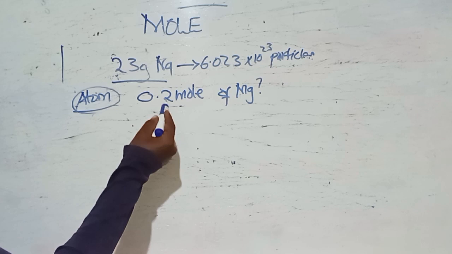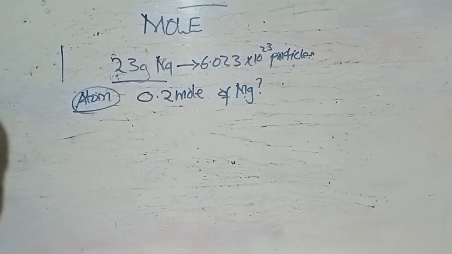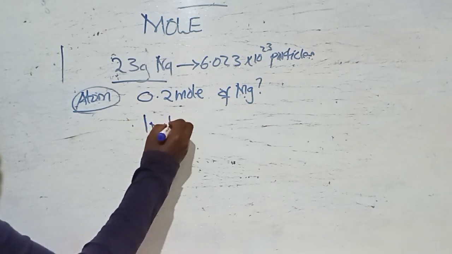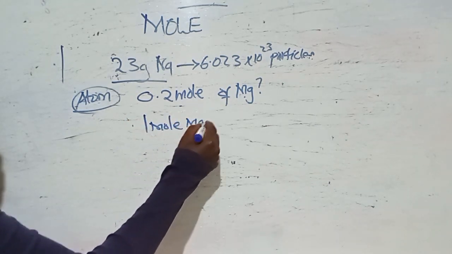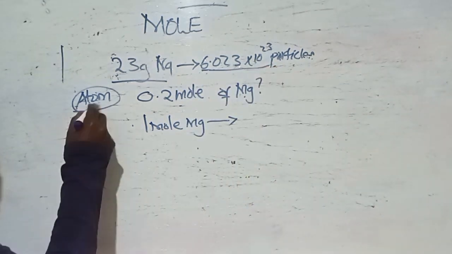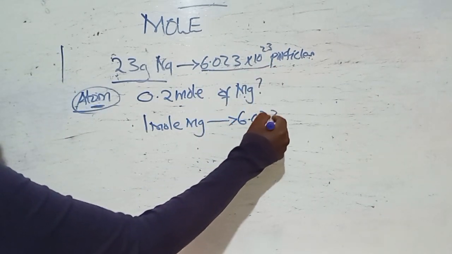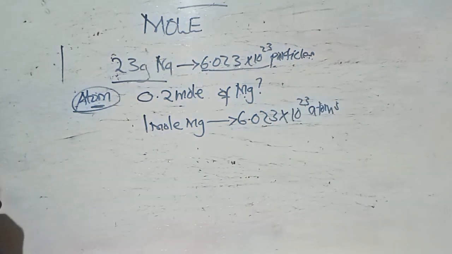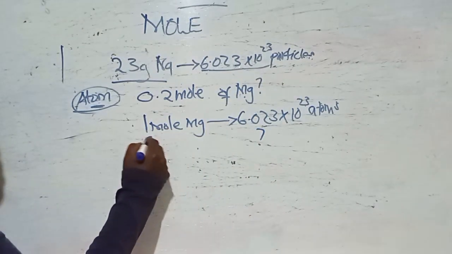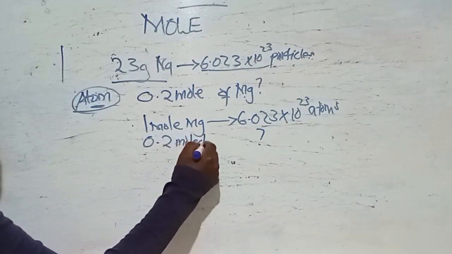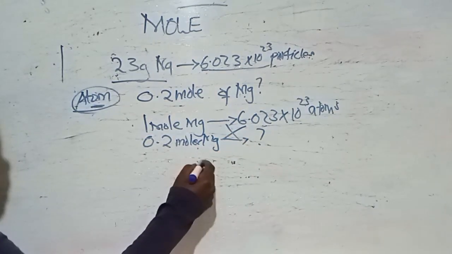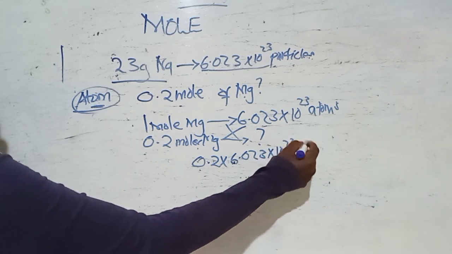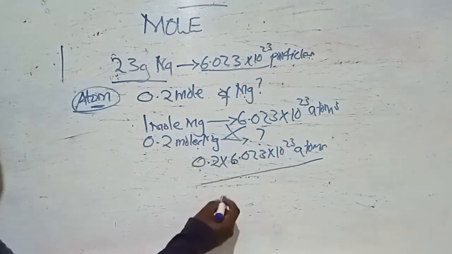How many atoms are present in 0.2 moles of magnesium? So what do you say? In 1 mole of magnesium, you have how many atoms? You have 6.023 times 10 raised to power 23 atoms. Okay, so how many atoms are going to be present in 0.2 moles of magnesium? And then you cross multiply. You say 0.2, you multiply by 6.023 times 10 raised to power 23 atoms. You divide by 1.